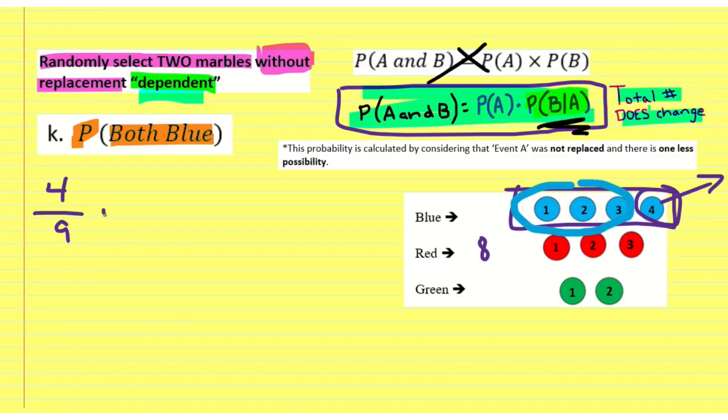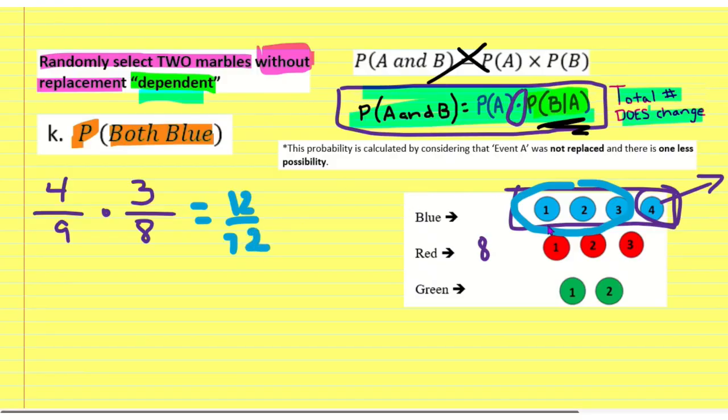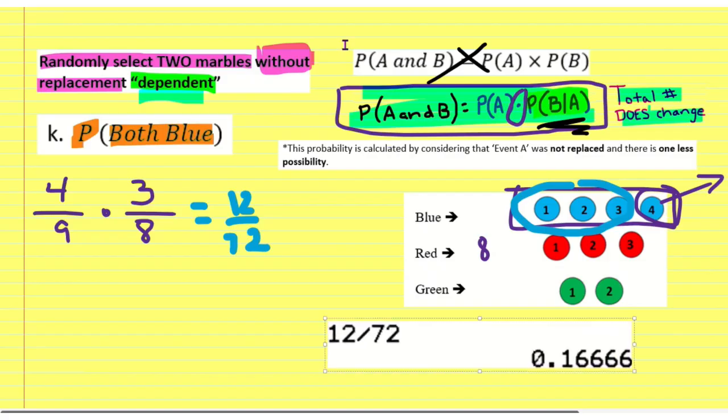So I'm going to multiply that, because we're still multiplying the two probabilities, but the second one is changing. Now we only have 3 blue marbles, and we only have a total of 8 marbles. So when I multiply those together, 4 times 3 is equal to 12. And 9 times 8 is equal to 72. And I can go ahead and divide that out and see what the decimal version is.